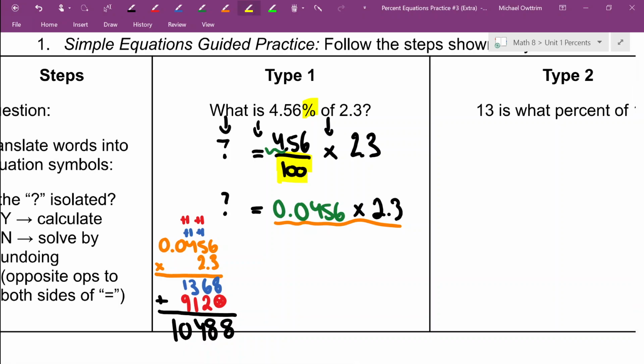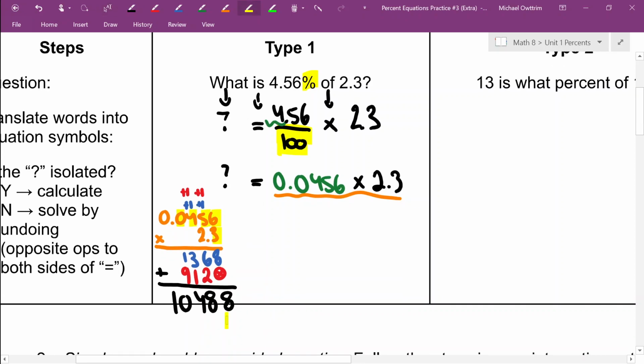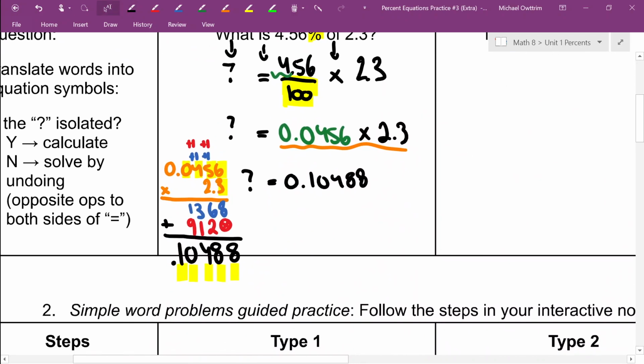Last thing to do is adjust for our decimal. We have a total of 1, 2, 3, 4, 5 digits behind the dot in our factors. So 1, 2, 3, 4, 5 digits are going to be behind the dot in our answer. We can say our question mark is equal to 0.10488. And therefore the answer to our question, rounded to the nearest tenth, is 0.1 is 4.56% of 2.3. Obviously, it's really 0.10488, but rounded to the nearest tenth, this is our answer.